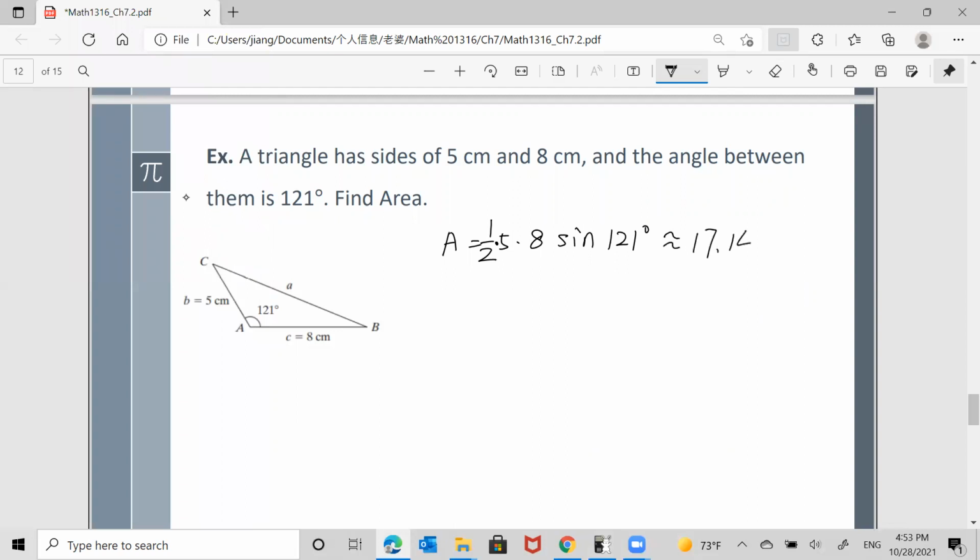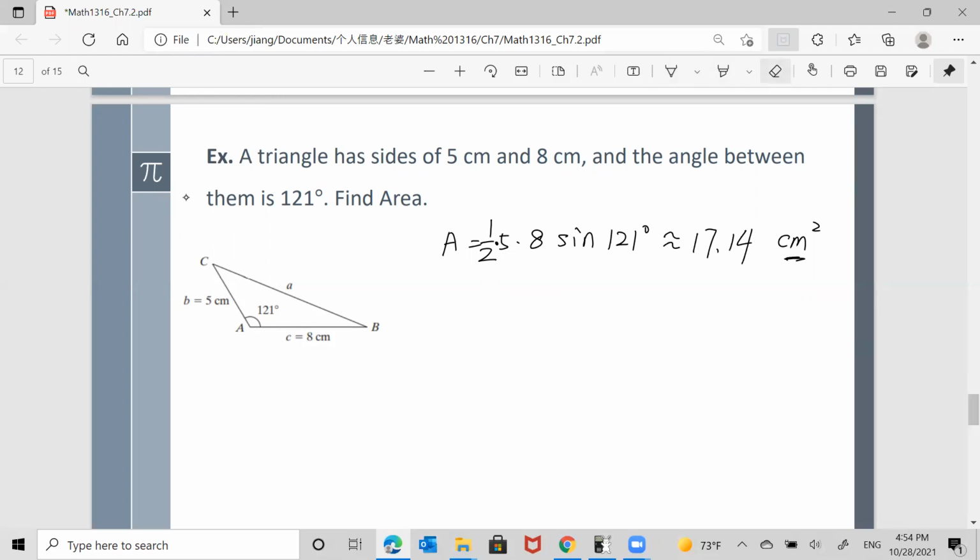And then the unit must be centimeter squared, because the unit of 5 is centimeter, and then times the unit of 8 is another centimeter. That means centimeter squared. This is the unit for the area.